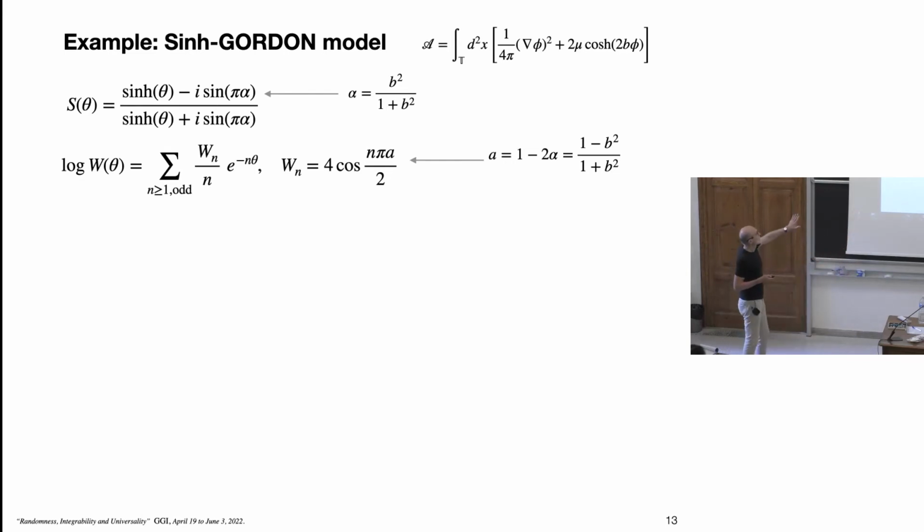Then let me give an example, the Sine-Gordon model. For the Sine-Gordon model, it's given by this cosine interaction potential with this constant B here. So the S matrix for the Sine-Gordon is given by this expression with alpha related to B in this way. And the logarithm of the W function, the shifted S matrix, is expanded in this way. So Wn are this cosine of, well, Pn A divided by 2.